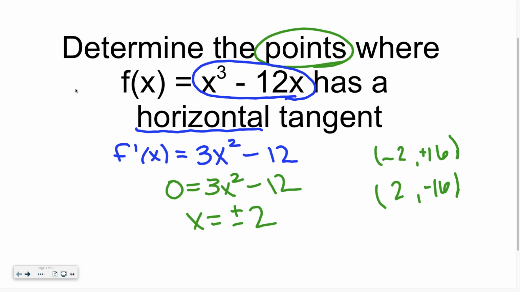Reminder from our problem of the day: if I ask you to find places of horizontal tangency, horizontal tangents have slopes of 0, so we set our derivative equal to 0. You're going to have some problems like that in your homework tonight. I just want to make sure we tackle them.